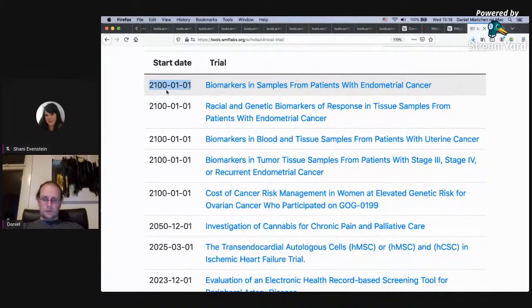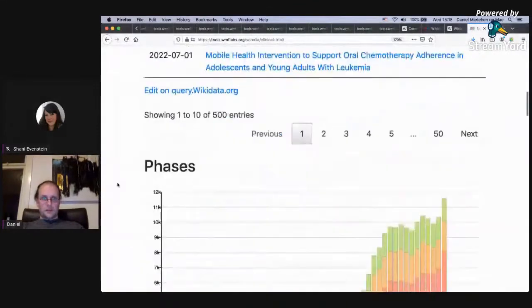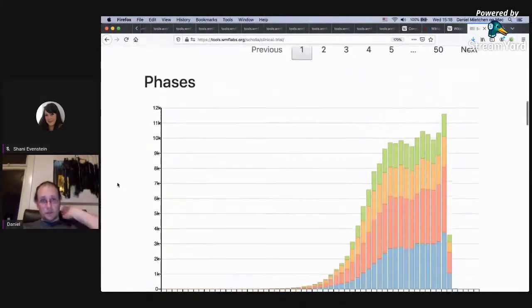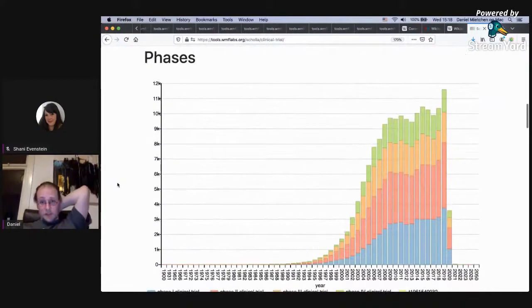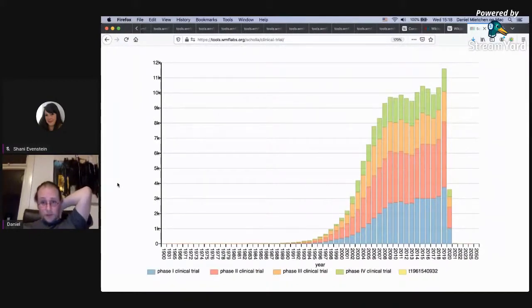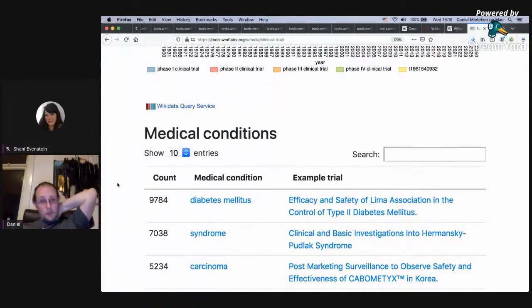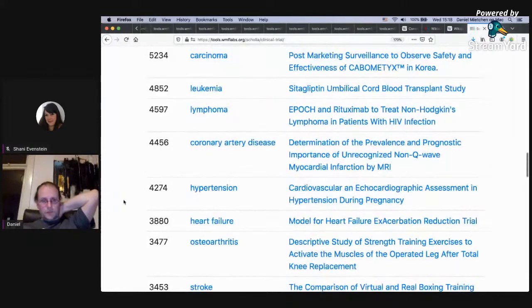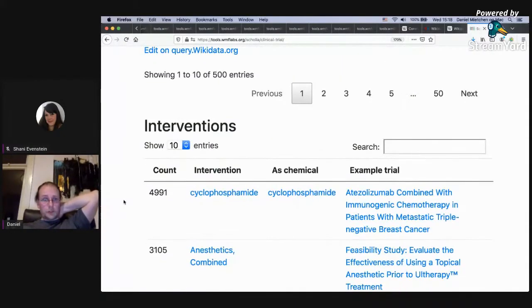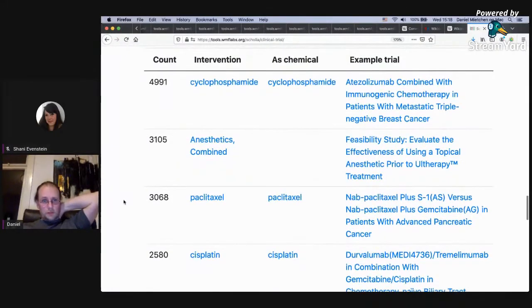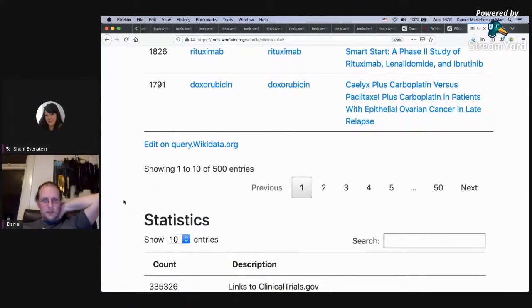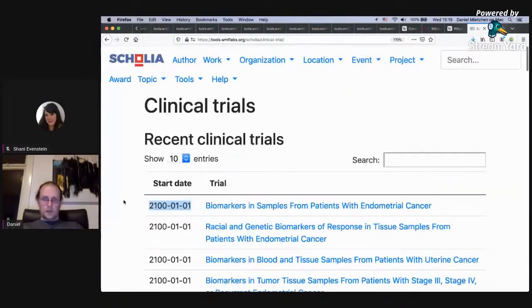So we see on this clinical trials page on Scholia what clinical trials are currently ongoing. Then here we see them sliced by the trial phase they're in. We see the medical conditions that are most popular in those trials, and we have an example trial for those. We see what the interventions are that are being explored for those medical conditions. So lots of chemical approaches, but sometimes you might see a device there, basic statistics, and so on.